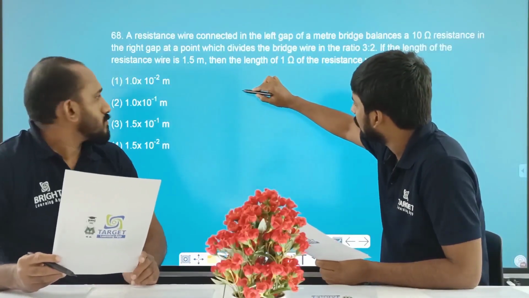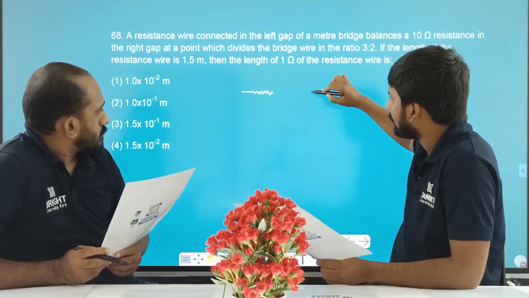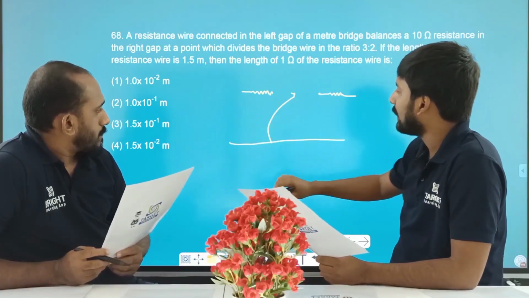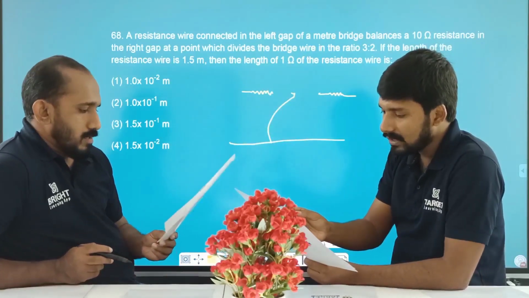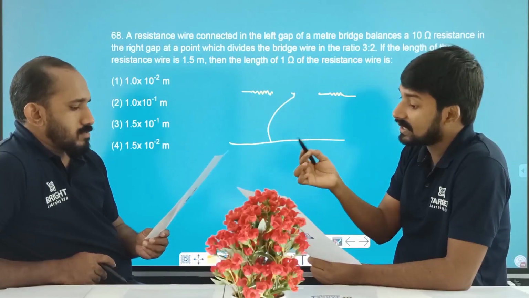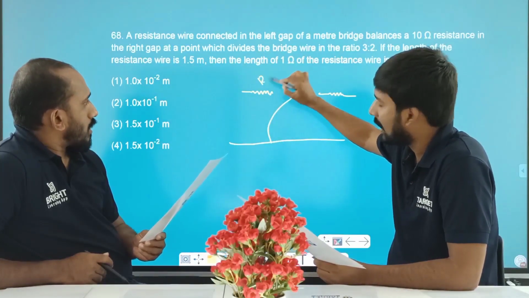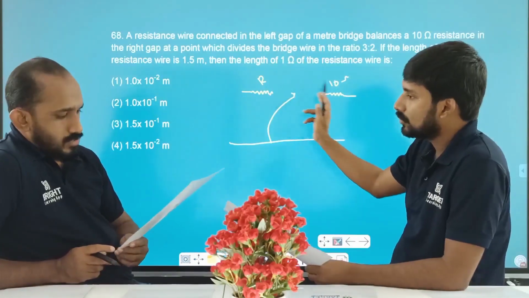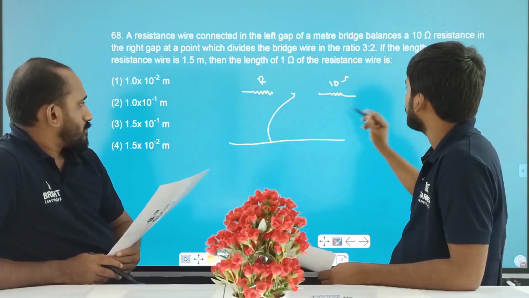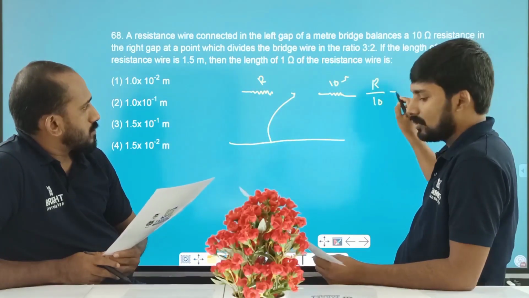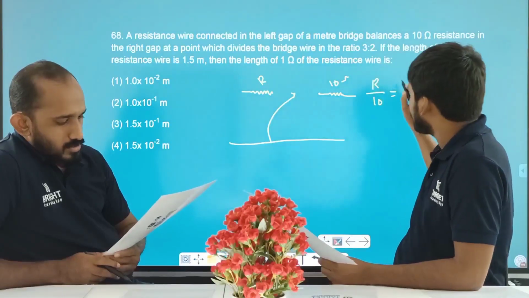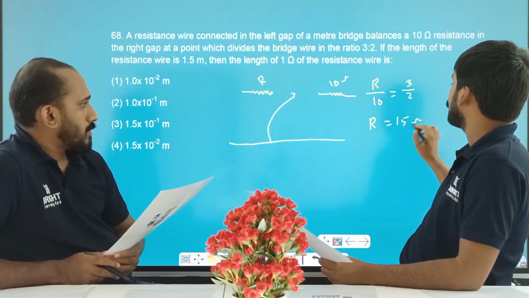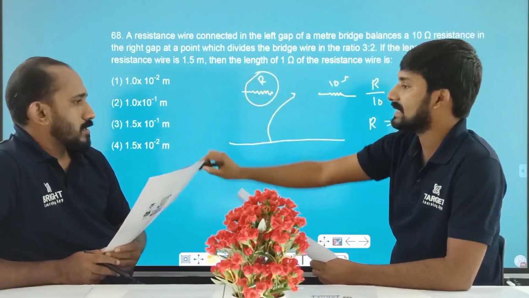So this is the resistance wire in the left gap, and in the right gap there is a resistor, balanced along a wire. The resistance wire in the left gap is taken as R, the other one X is 10 ohm. This ratio should be equal to the length ratio also. So R by 10 is equal to 3 by 2. From here R is equal to 15 ohm. So 15 ohm is the resistance of this resistance wire in the left gap.